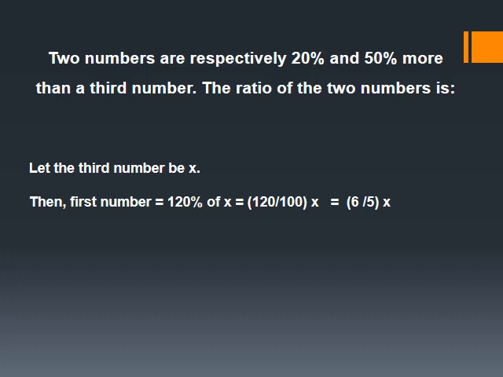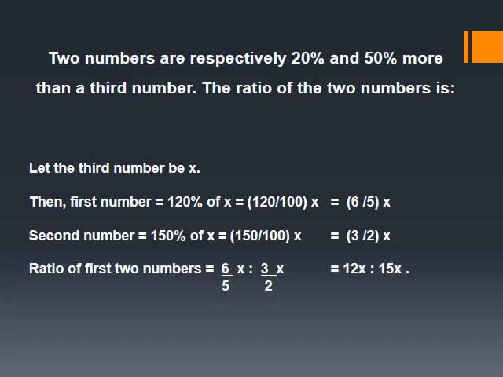Now similarly we can find out what the second number is. That will be 50% more than the third number, so that will be 150% of x. The second number is 150% of x. That means 150 multiplied by x divided by 100. That will be 3 by 2 x.